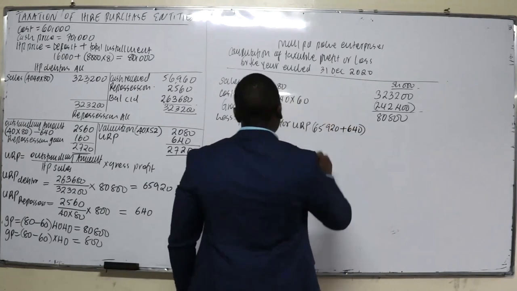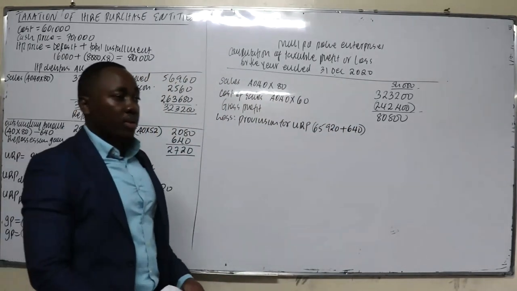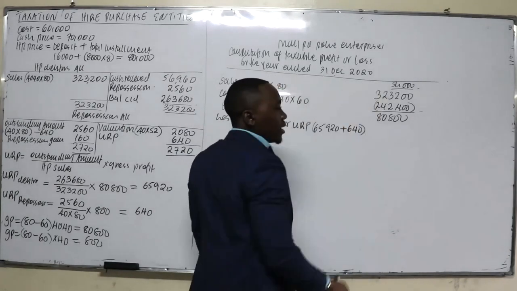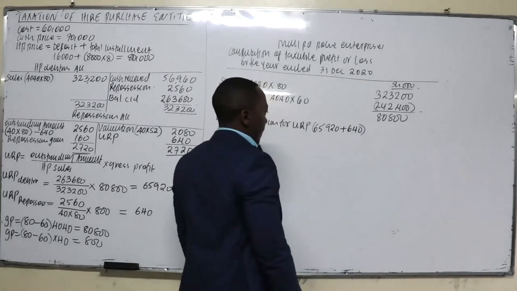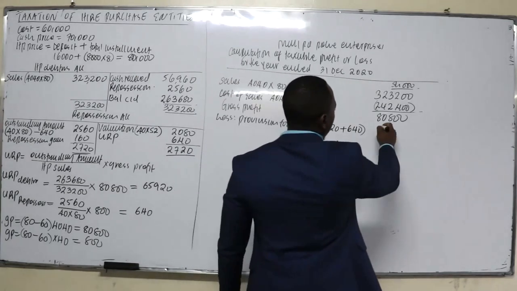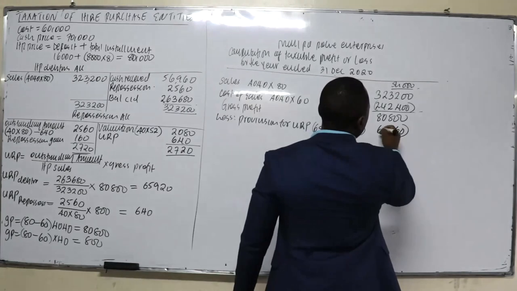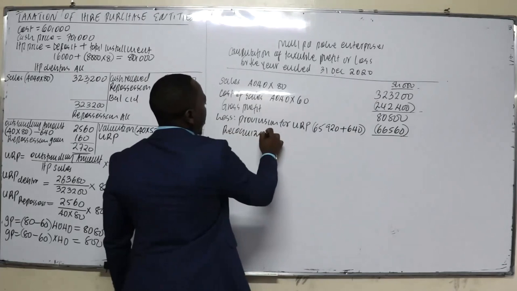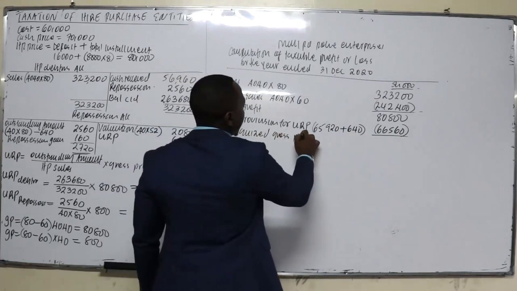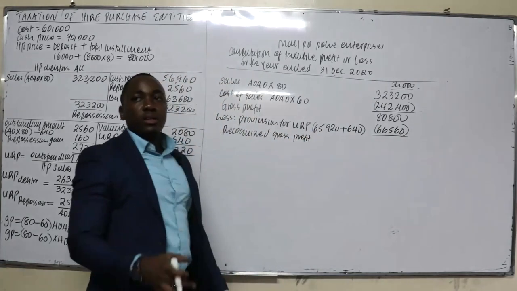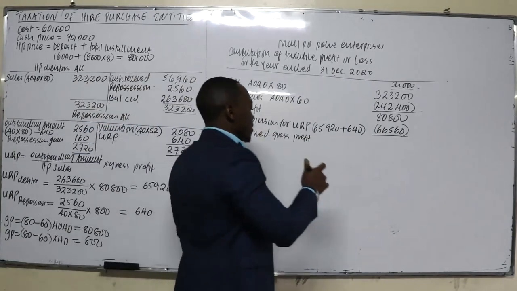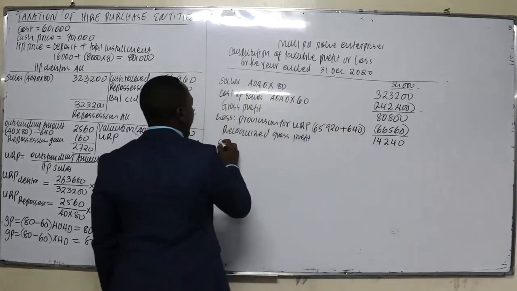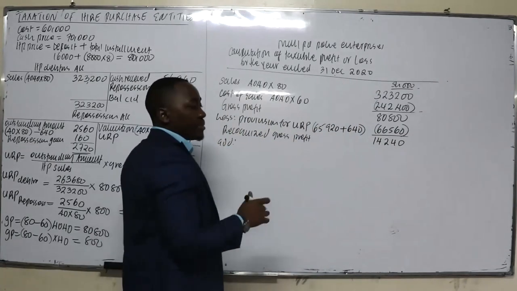640. So how much was the total unrealized profit for the period? Because this 640 had already been included in these sales for the year. Get 66,560. And that's how now you get what you call the recognized gross profit. How much will be the recognized gross profit? 14,240. Then you can add, you repossess an item at a gain.